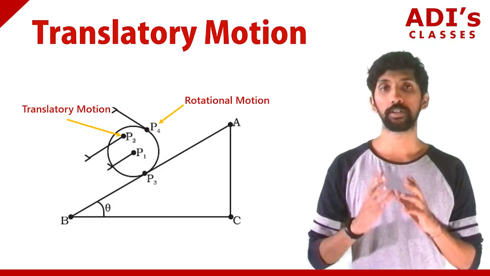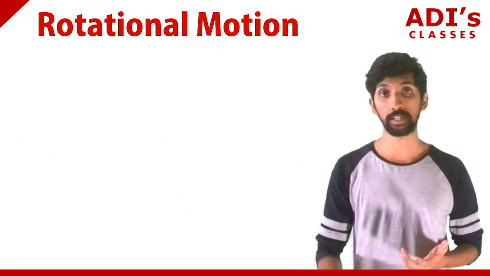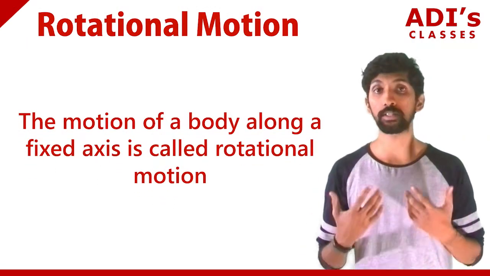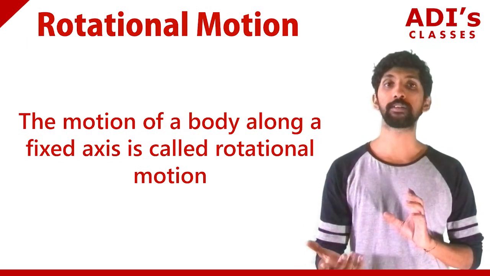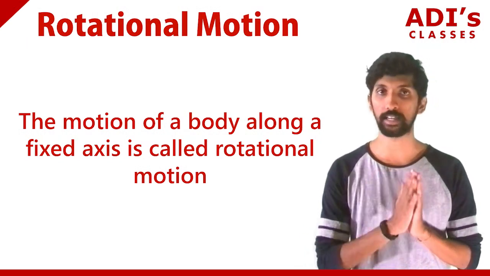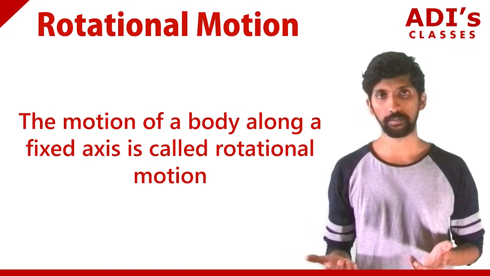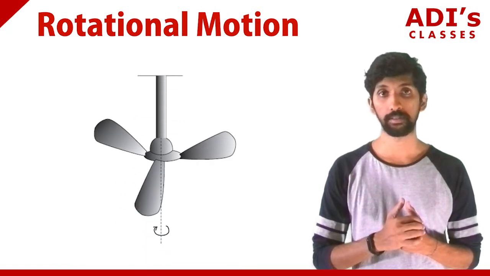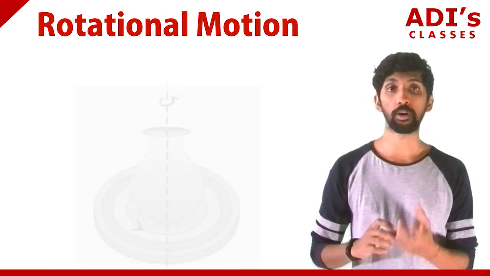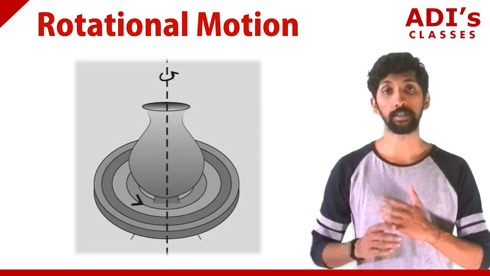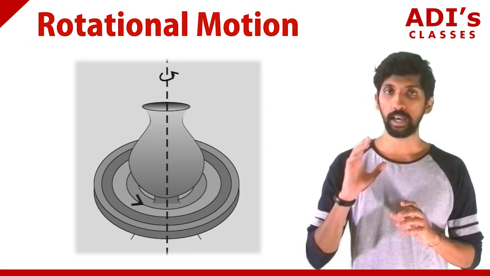Next we are talking about pure rotational motion. I don't have to explain what rotational motion is, you already know. We have a fixed axis, then an object will rotate about that particular fixed axis. So that's basically rotational motion. A lot of examples we can give, like a ceiling fan is one such example. You have one axis and the fan will rotate. Or even a pottery wheel. Even this is also rotational motion.